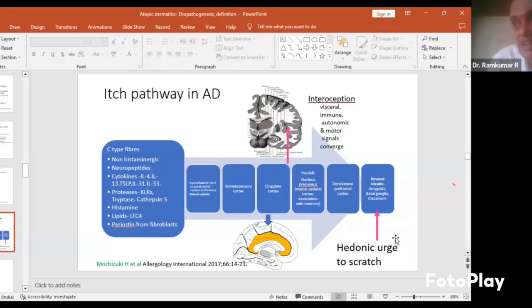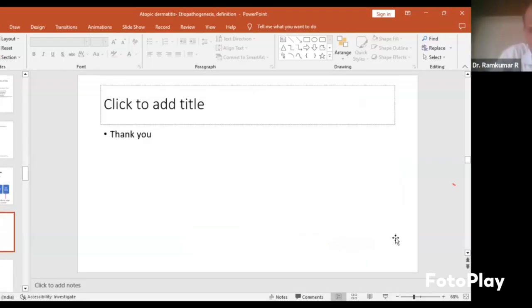Whereas in atopic dermatitis, I'm talking about chronic patients who are not treated, even if they do not have an urge to itch, if they scratch the skin, they get a pleasant feeling, because this itching activates the amygdala, claustrum, and basal ganglia, which have powerful reward circuits. So an unpleasant situation is converted into a pleasant situation because of these reward circuits. So it's our duty to treat atopic dermatitis as early as possible and not allow this cycle to progress further. Thank you.